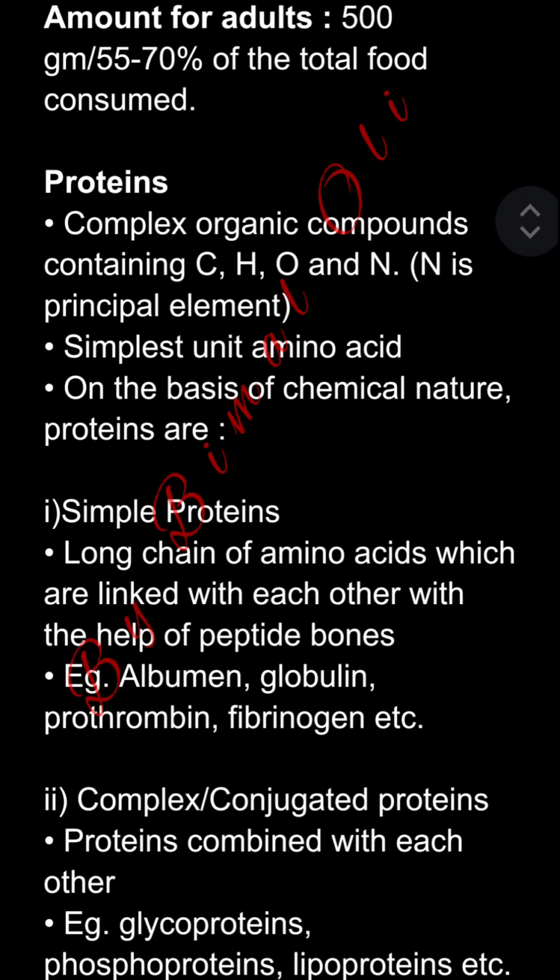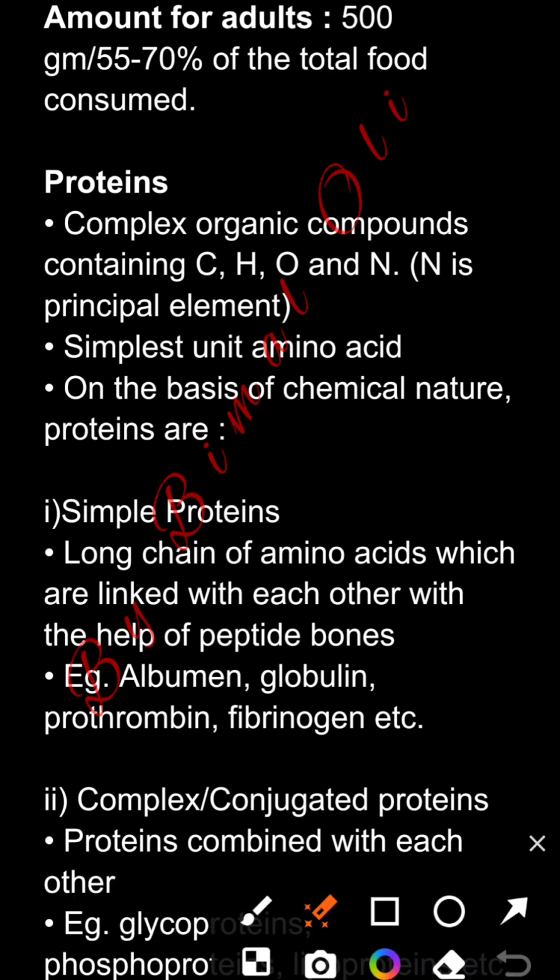Now similarly, another nutrient, that is protein. Proteins are complex organic compounds containing carbon, hydrogen, oxygen, and nitrogen. Nitrogen is the principal element for proteins. The simplest unit of protein is amino acid.